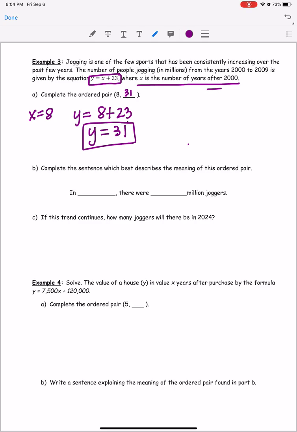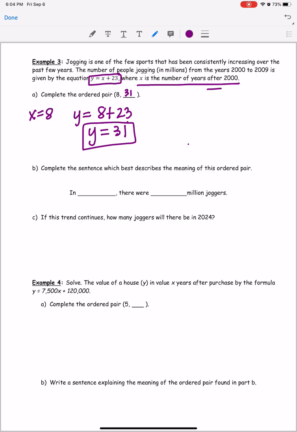Now part B says complete the sentence which best describes the meaning of this ordered pair. So in blank, there were blank million joggers. Well, X represents the number of years after 2000. Okay, and I double line the word after for a reason. So what you can't do here is, because X is my years, say in 8 years. Because in 8 years from when? In 8 years from now? In 8 years from the future? In 8 years from when?